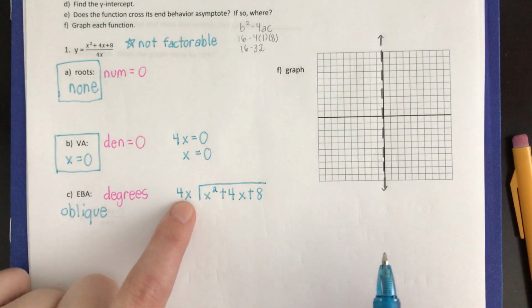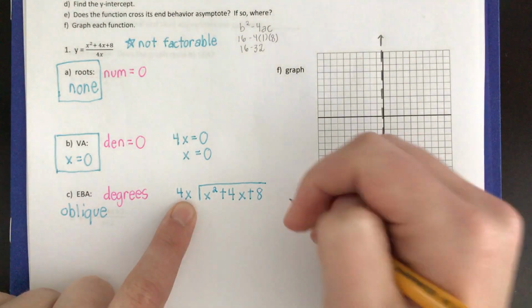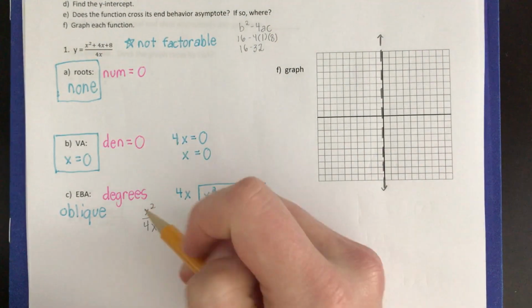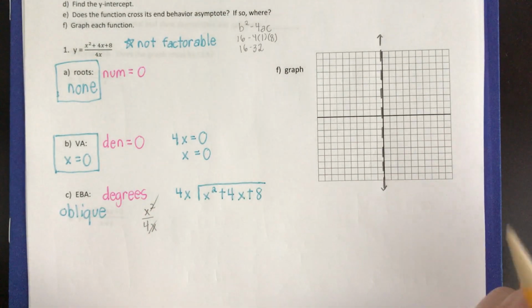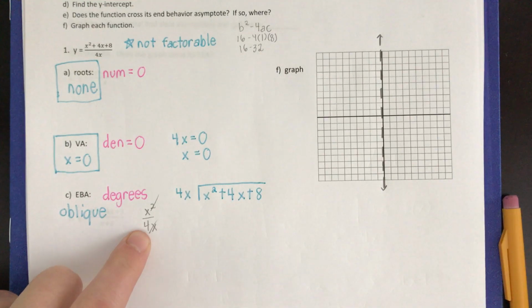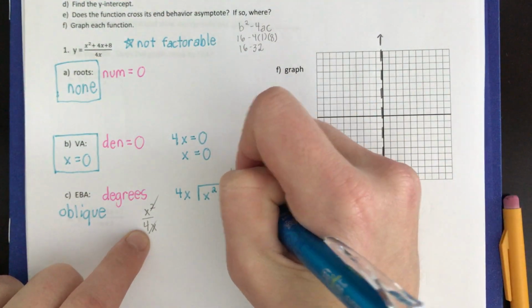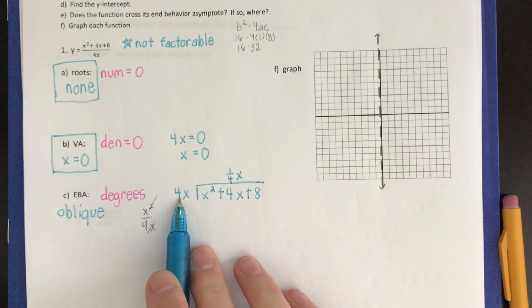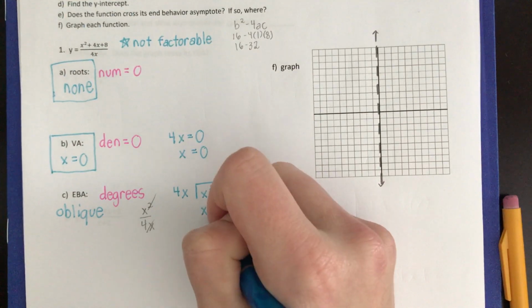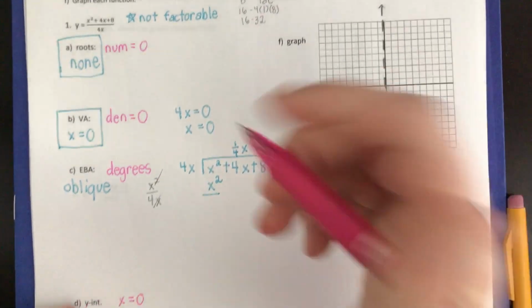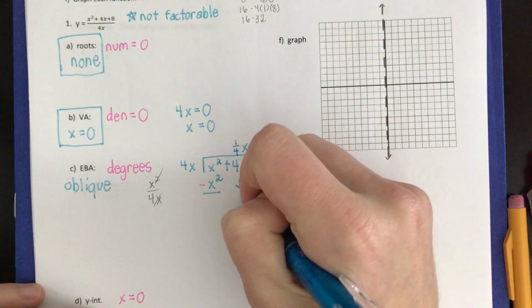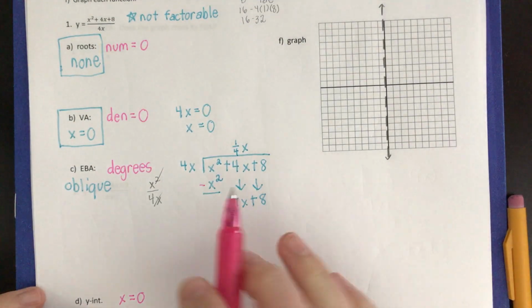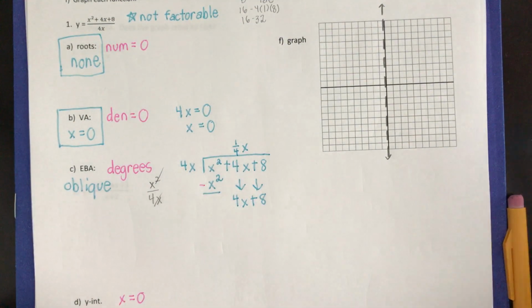Okay, so x squared divided by 4x. Well, that's kind of a tricky one from what we've done so far. x squared divided by 4x. Of course, an x there will simplify with an x here. So that'll give us x over 4, or in other words, 1/4 x. So 1/4 x times 4x surely would give us back x squared. So then, of course, you subtract. Okay, drag down the 4x and the plus 8. So now 4x divided by 4x is 1.